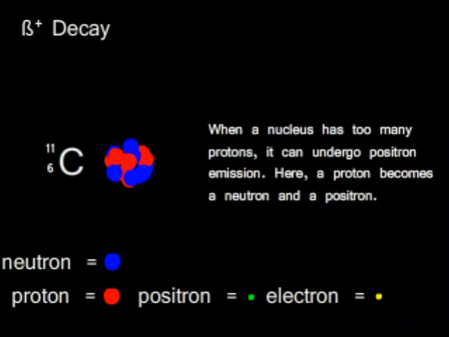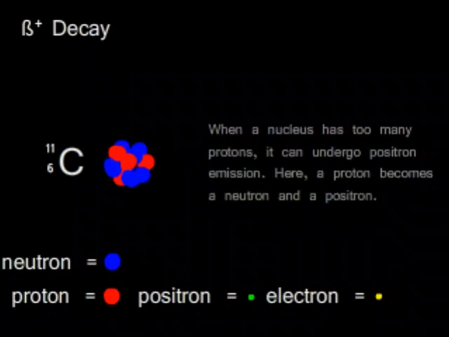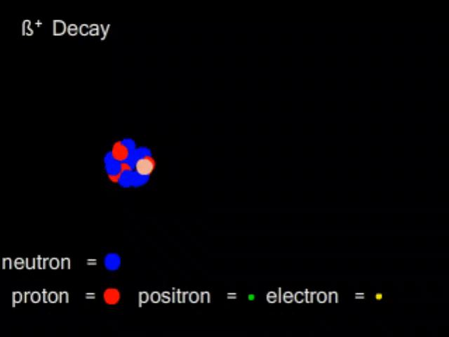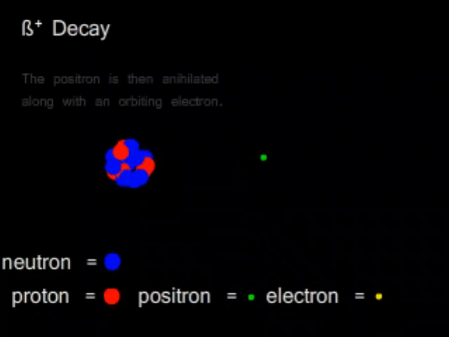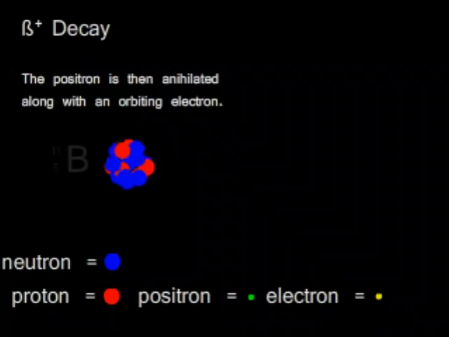When an isotope has too many protons, it undergoes beta plus decay. A proton turns into a neutron and a positron, which is an antimatter electron. The positron and the electron cancel each other out.